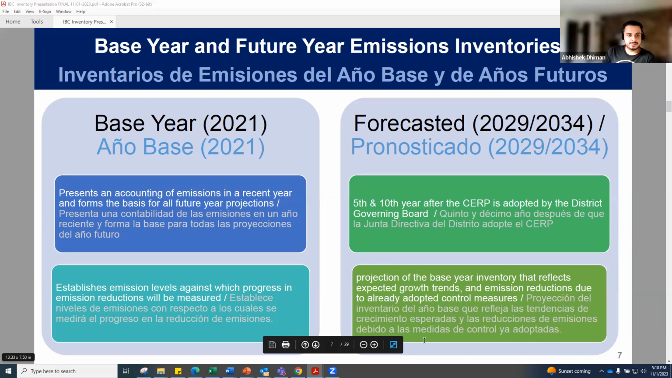In addition to a base year inventory, CARB's AB 617 blueprint also requires future year inventory projections for specific milestone years during SERP implementation, specifically the 5th and 10th year after the SERP is adopted by the district governing board. Assuming the SERP is adopted by the district in 2024, the future years for inventory development are 2029 and 2034. Forecasted inventories are a projection of the base year inventory that reflects expected growth trends for each source category and emission reductions due to already adopted control measures.